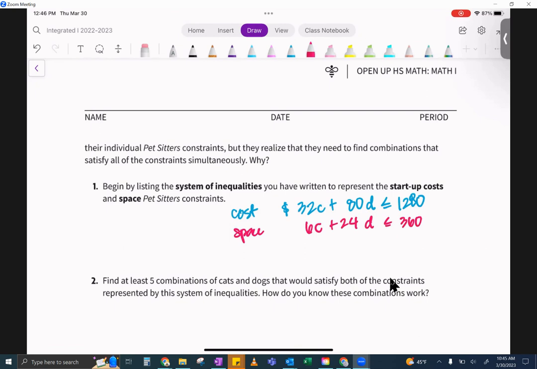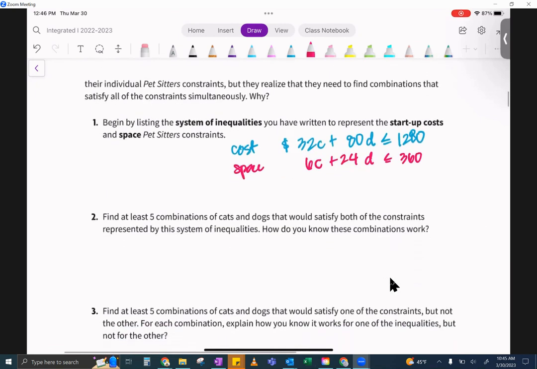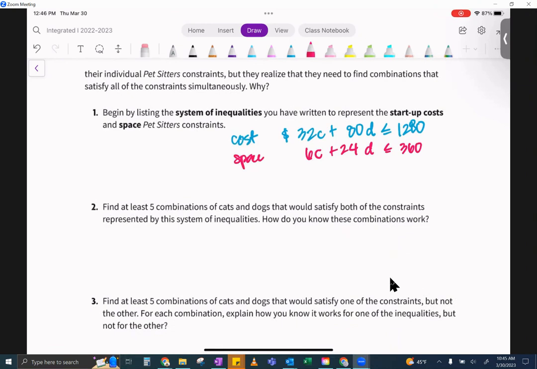Okay. Then number 2 says, find at least 5 combinations of cats and dogs that would satisfy both constraints represented by this system of inequalities. How do you know that these combinations would work? And we've already done this, right? Some of you came up with really good combinations. And the way you're doing this is you're checking to make sure that it's actually true. Now, we could do this on Desmos, of course, but I want to just put a couple combinations out there for you so that you understand how this works.